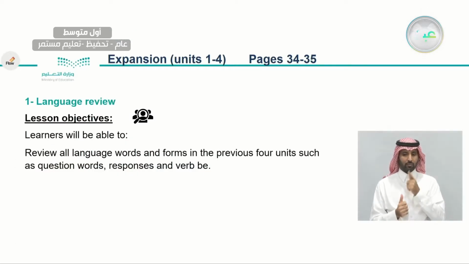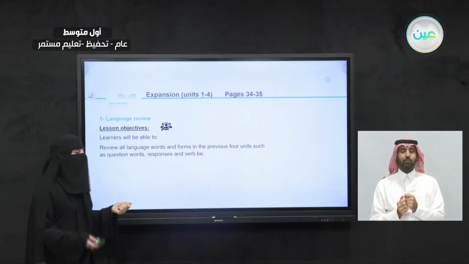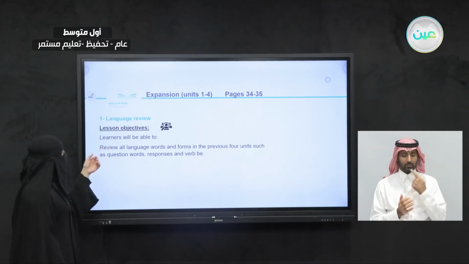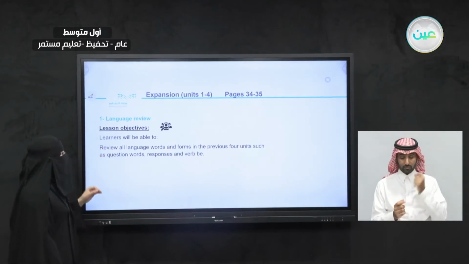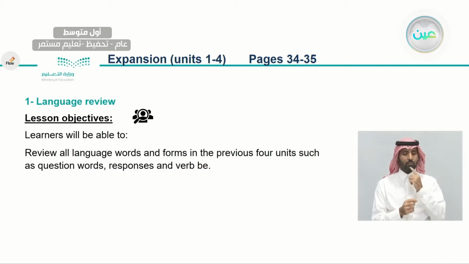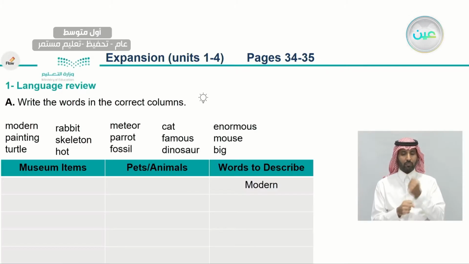Language review. Unit expansion, units 1 to 4, pages 34 and 35. Make sure your book is open. Lesson objectives. Learners will be able to review all language words and forms in the previous 4 units, such as question words, responses, and verb be.